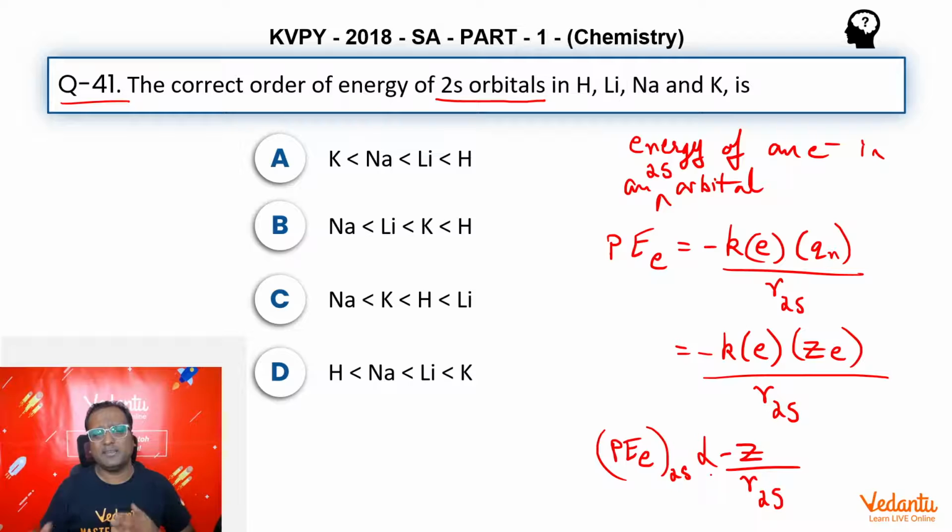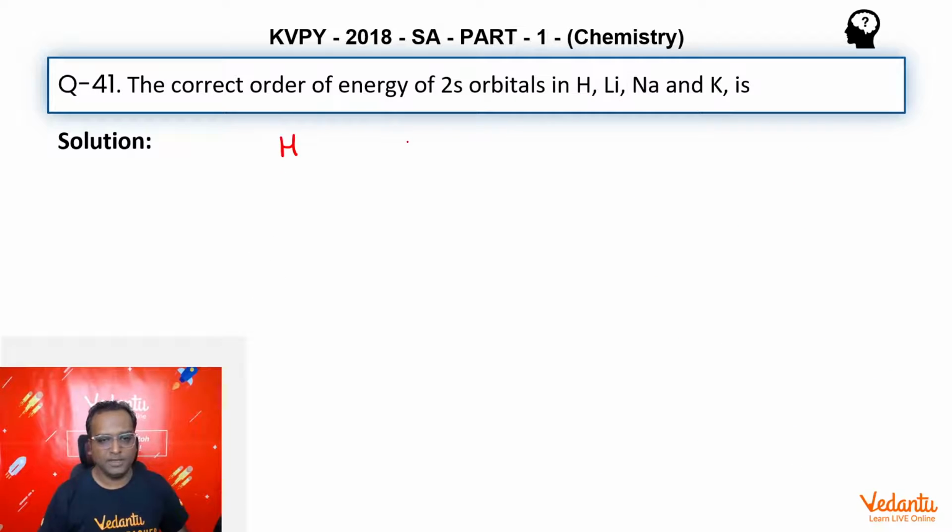That means the higher the charge of the nucleus, the stronger the attraction, and the more negative the potential energy will be. And it is inversely proportional to radius, meaning the larger the radius, the farther away the electron is from the nucleus, the lesser the potential energy. Now if we talk about these 4 elements given to us, hydrogen, lithium, sodium and potassium, let me write it down. Their Z value, that is the atomic number or number of protons present, here it's 1, here it's 3, here it's 11, and here it's 19, right?